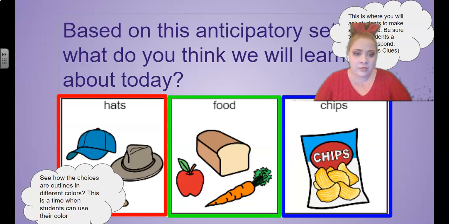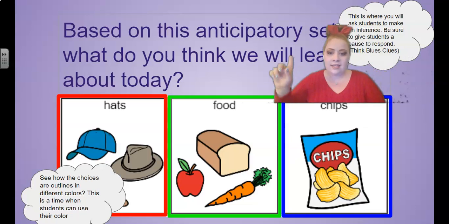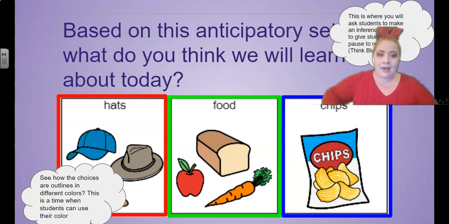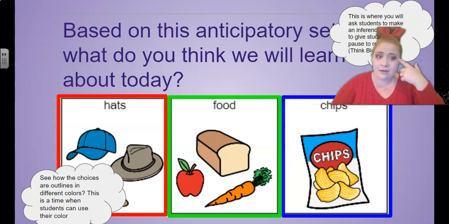I try to keep my language the same, and I try to keep my TPR the same. When I want an answer, I ask the question, I give the possible answers, and then I say which one, and I put my hand up to my ear because I want an answer from you. And then you want to make sure you're giving at least 5 seconds for them to process and answer either in their head or out loud.